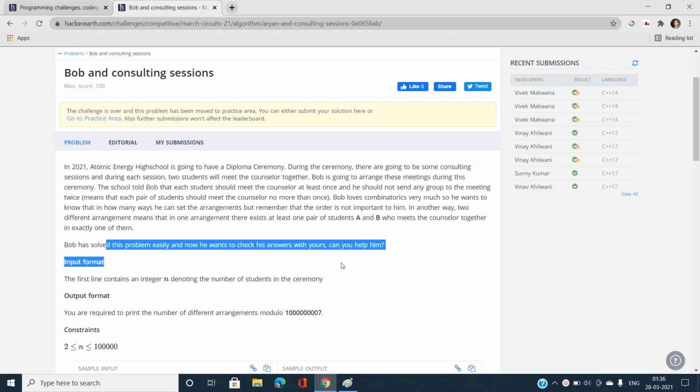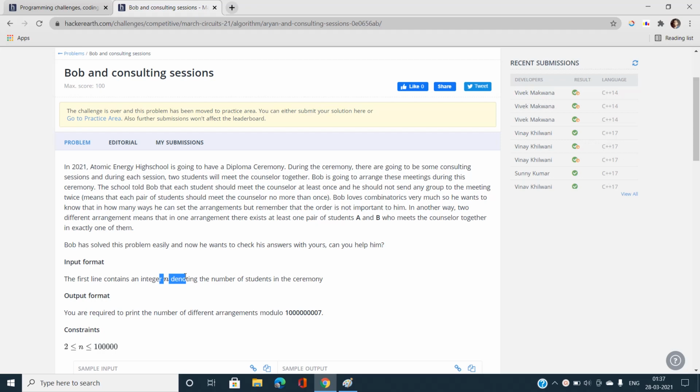Basically we have been given n, and we need to find the total number of distinct combinations, or you can say the distinct arrangements of the persons, because there will be n persons. At each time we are going to send a pair of students. So for a particular combination we have some pairs of students, such that all n students are involved in that combination, and the combinations should be distinct. As simple as that.